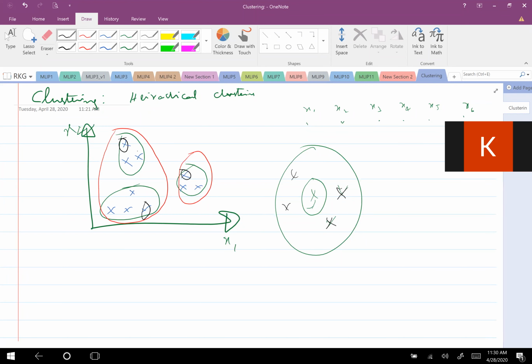Devayan, can you tell now what are the ways to find the nearest neighbors? You are there or not?